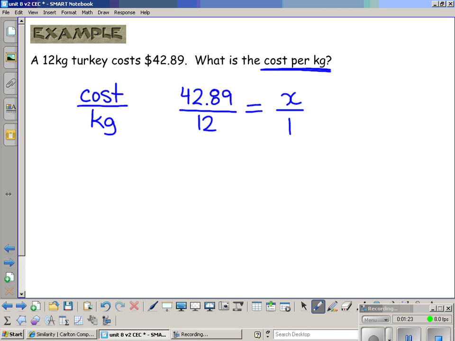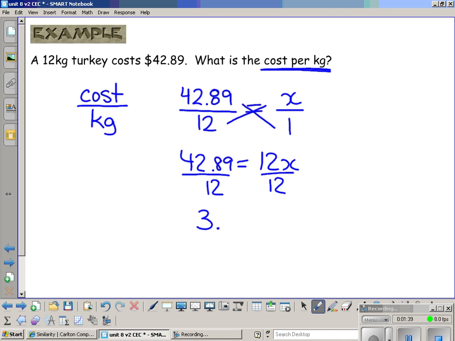So what we would do here is we would cross multiply, and then you can see we are going to divide by 12. So we have $42.89 divided by 12. We are dealing with money, so we need to round to 2 decimal places. So it's $3.57, and we put the dollars in, per kilogram. That is how we write our final answer.